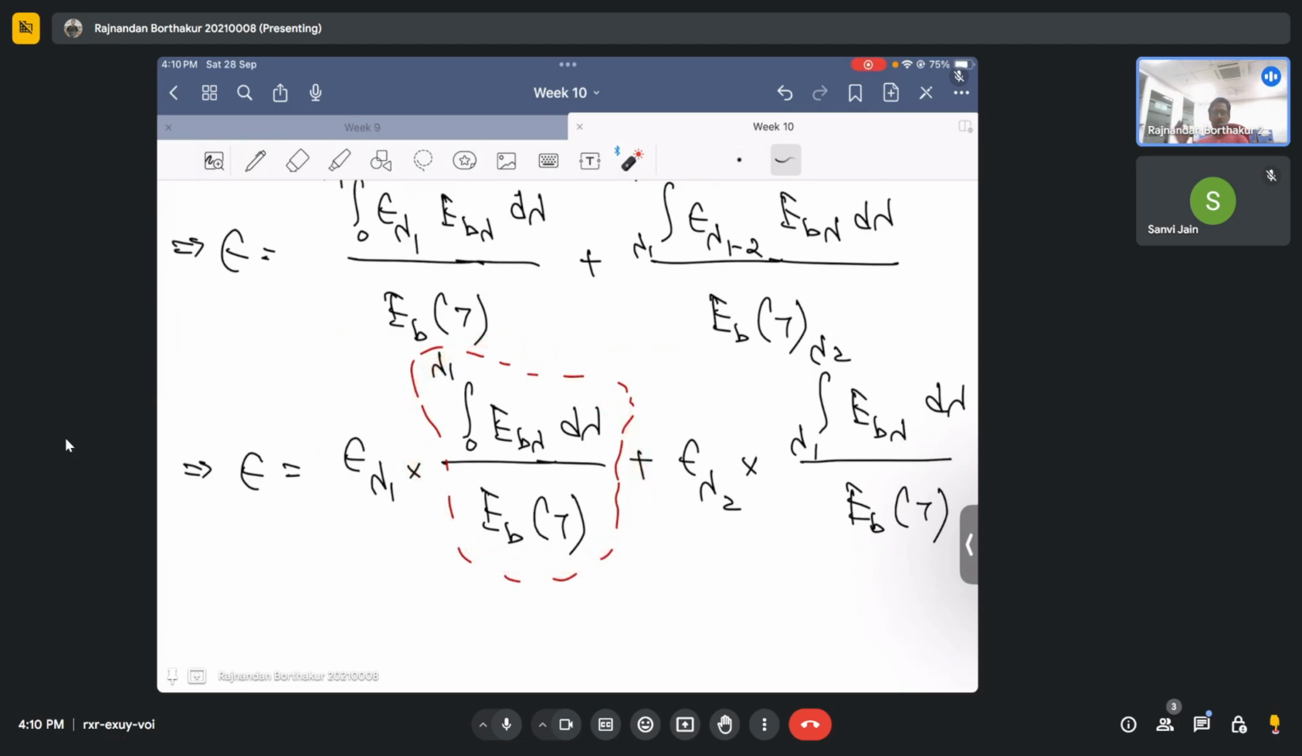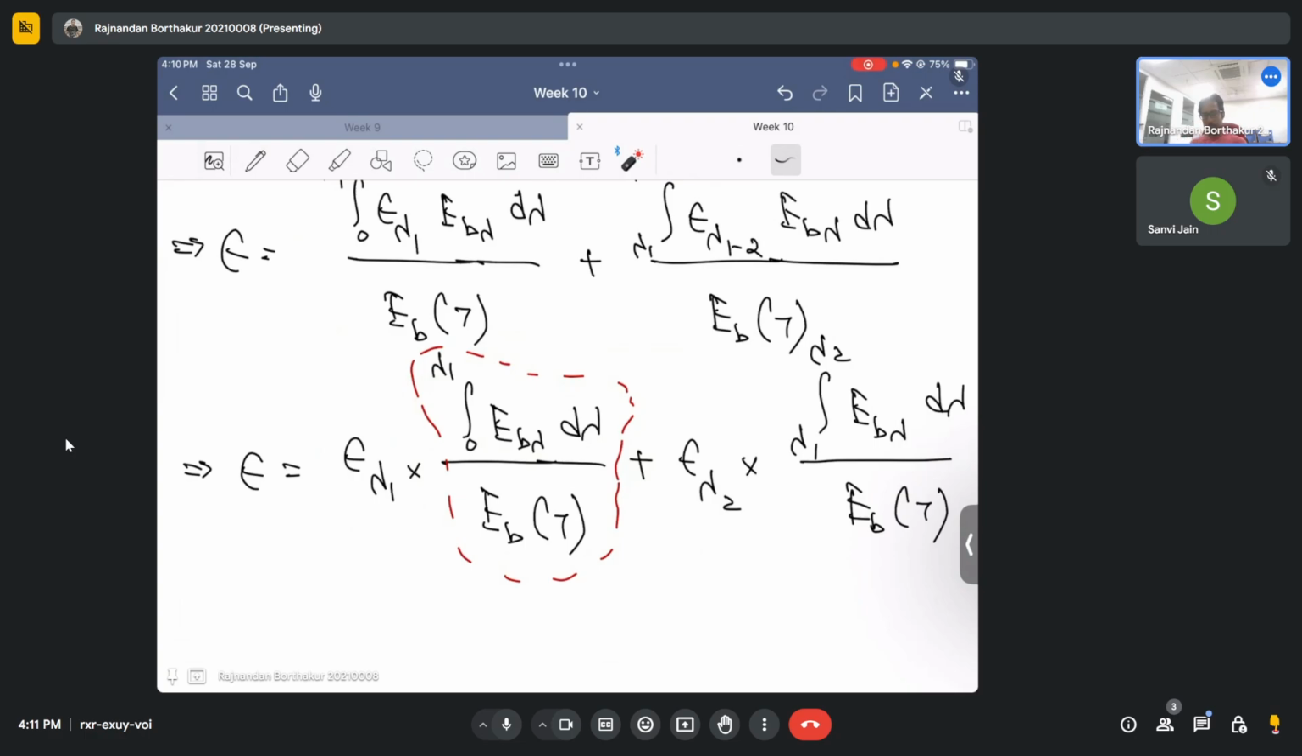We saw it some 45 minutes back. So what is this ratio? First of all, it is the ratio of the fraction of the emissive power that is lying between the wavelength 0 to lambda 1, to the emissive power of the entire spectrum, basically.